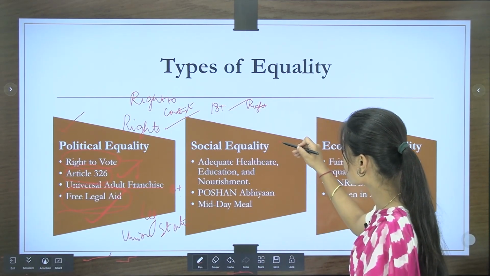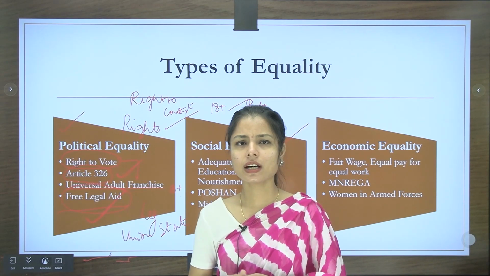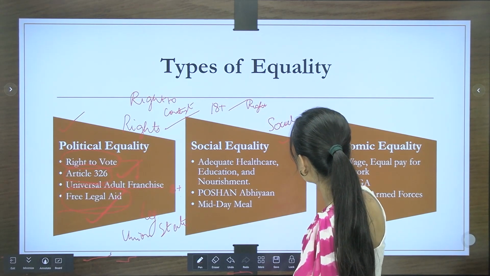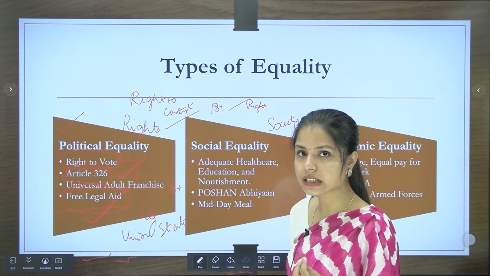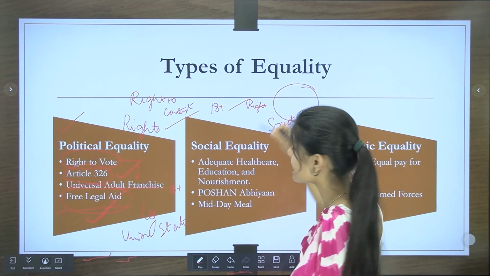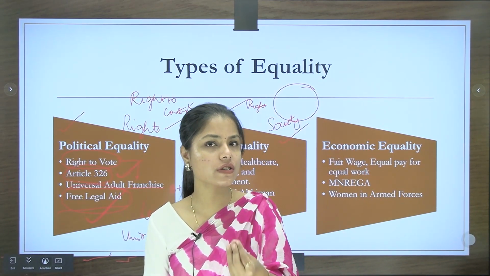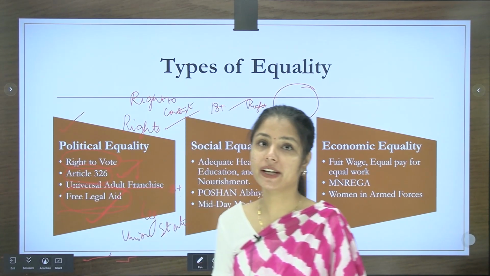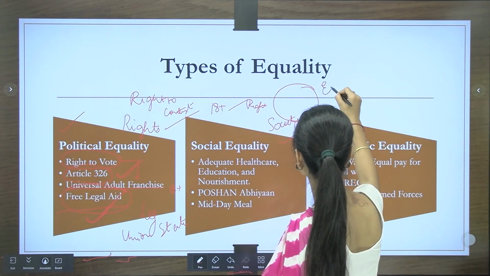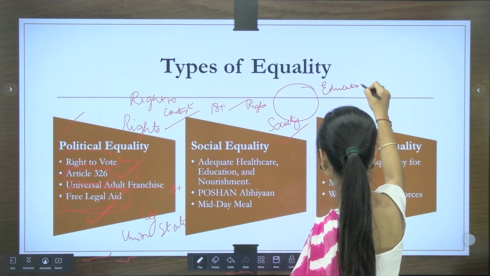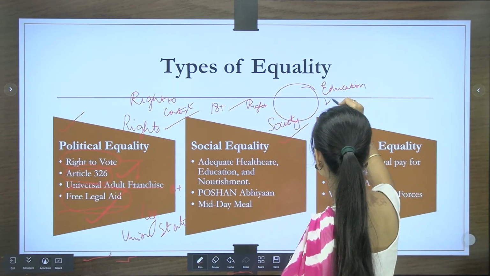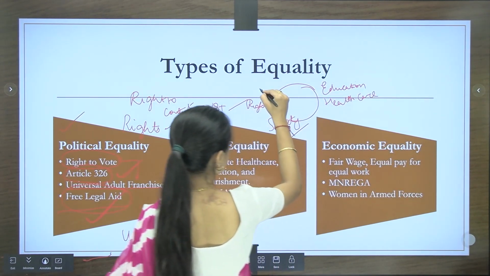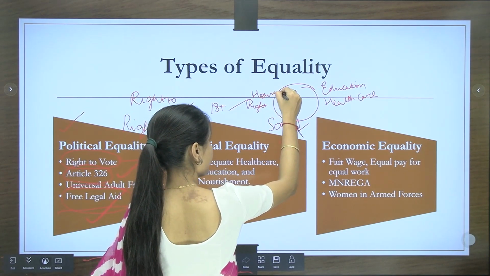Now, let us talk about social equality. Whenever we say social equality, we need to look at it from society's perspective. Does every citizen living in a society have access to the basic resources required for survival and a minimum standard of living? So you have to see, is everybody getting education? Does everyone have access to healthcare? Or is everyone able to afford basic housing?